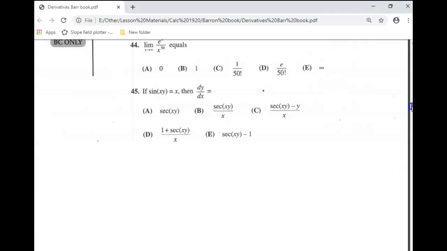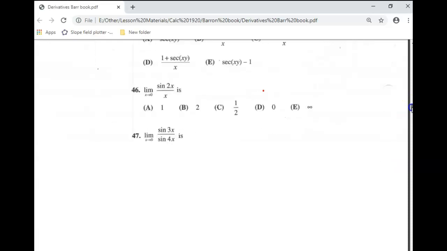All right, let's keep going here. So that was 45. Let's take a look at 46.